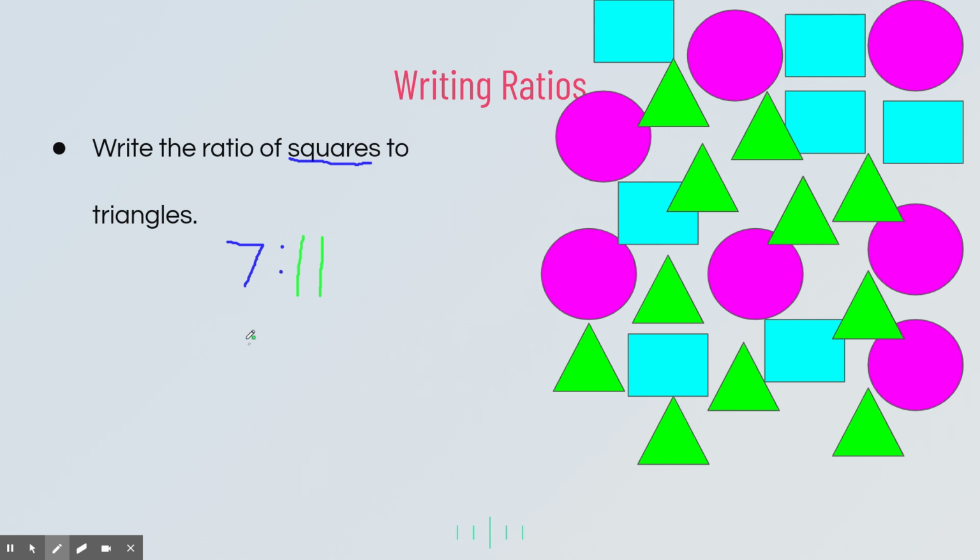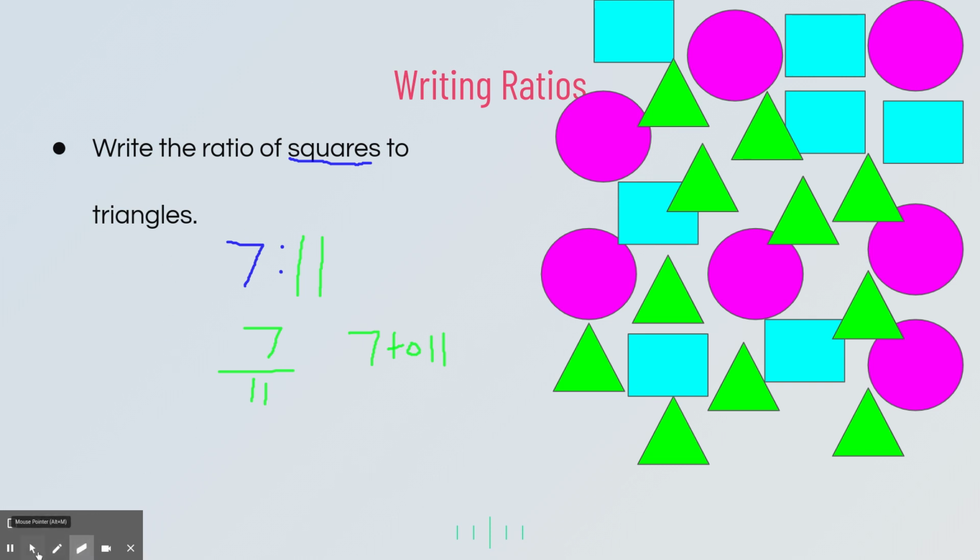So we can write it as 7 to 11, we can do it 7 over 11, or we can write it as 7 colon 11. Those are the easy ways to do it. That's how we write the ratio, how we show it. You don't have to worry about the tape diagram. We're not really going to dive too deep into it because it gets a little messy. As long as we can represent it in one of these 3 ways, we are good.